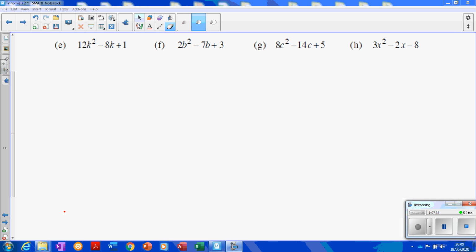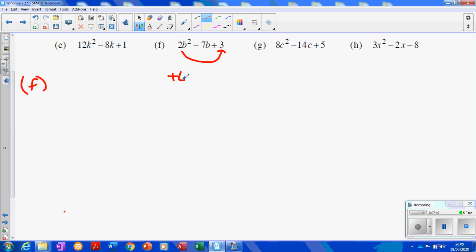Part F, we have got 2 times 3 is plus 6, so we've got factors of plus 6. Factors of plus 6 are 1 and 6, 2 and 3. It's positive, both signs the same, so therefore both positive or both negative. Now in this one, I'm looking for a middle term of minus 7b, which is minus 7 when we add them together.